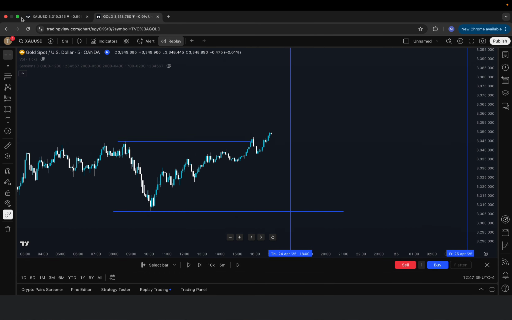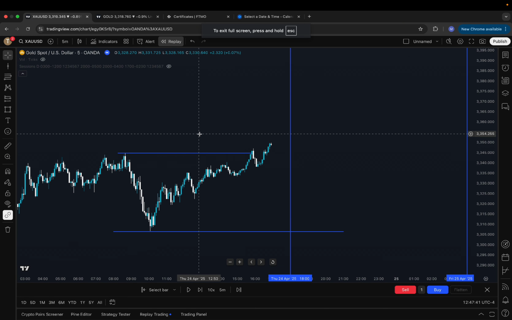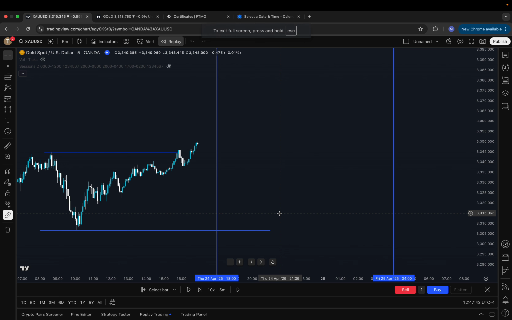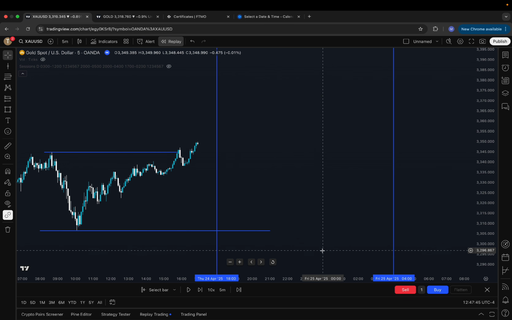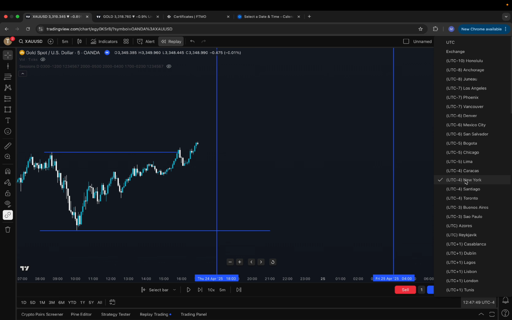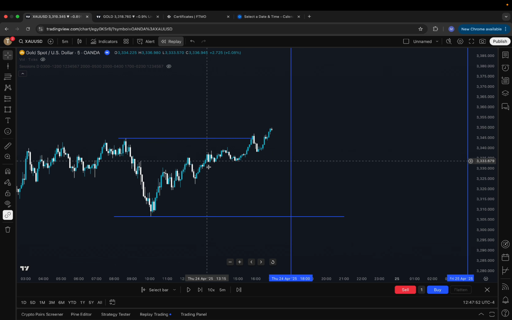Now let's move over to the example. So I've marked out my time window, which is between 6 p.m. New York time till 4 a.m. New York time. So make sure your time zones are New York UTC-4. What we can see is the high here and the low here. This is our recent high and this is our recent low.